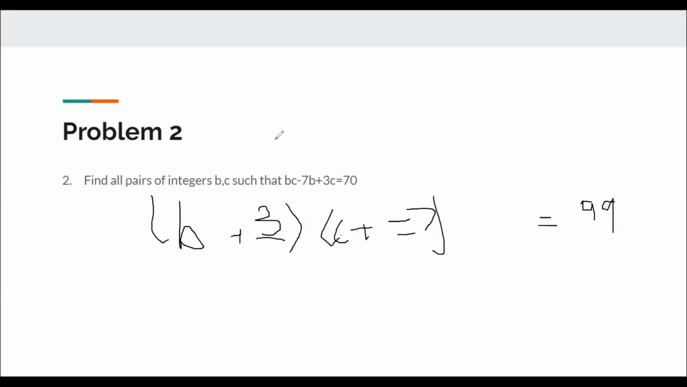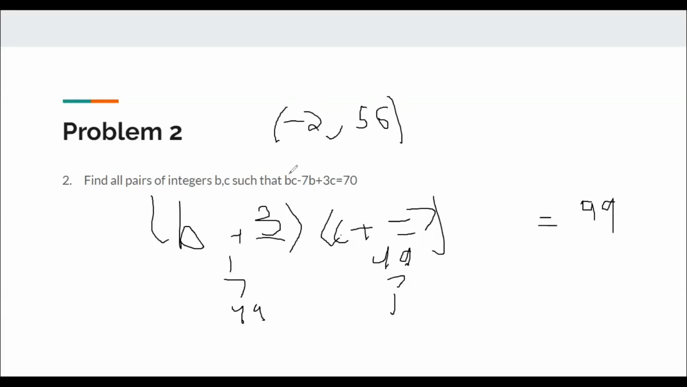Okay, so now that you have that, you look for the factors of 49 that these can possibly be. This has a possibility to be 1, 7, and 49. And this could be 49, 7, and 1. So if this is 1, b is going to be equal to -2. And if this is 49, c is equal to 56. So that's our first pair.